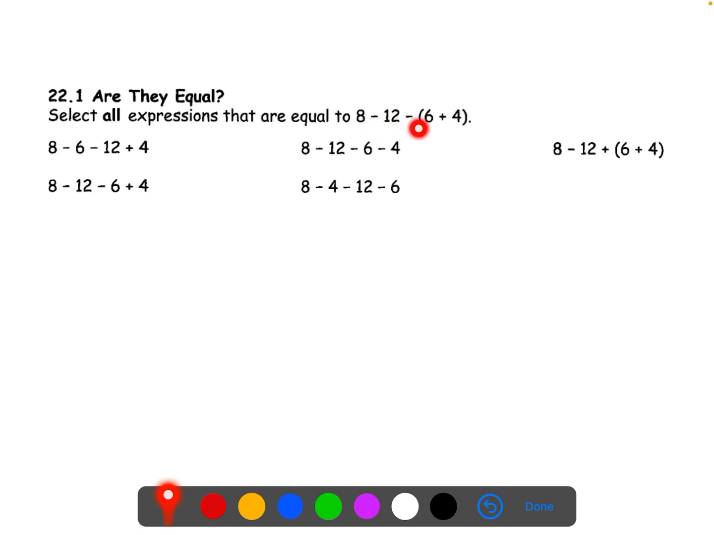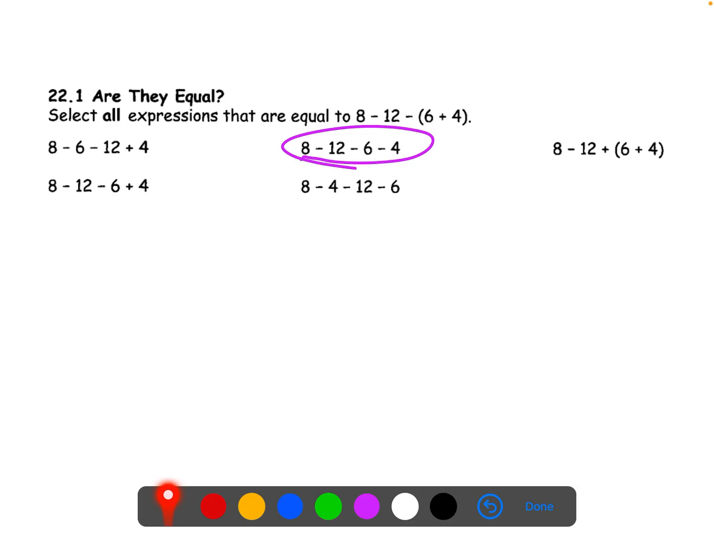So we're really only doing subtraction as we look at this problem. We're going to take 8 minus 12 and then minus some combination of 6 plus 4. So we could take away 6, take away 4, or just take away 10 altogether. And looking at the different expressions, I can see that right here is describing that. So we're taking away 12, we're taking away 6, and we're taking away 4. That is going to get us the same result.